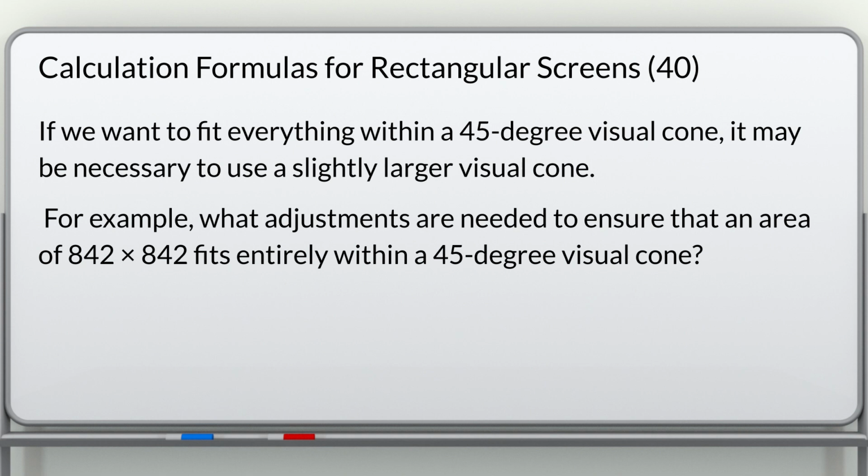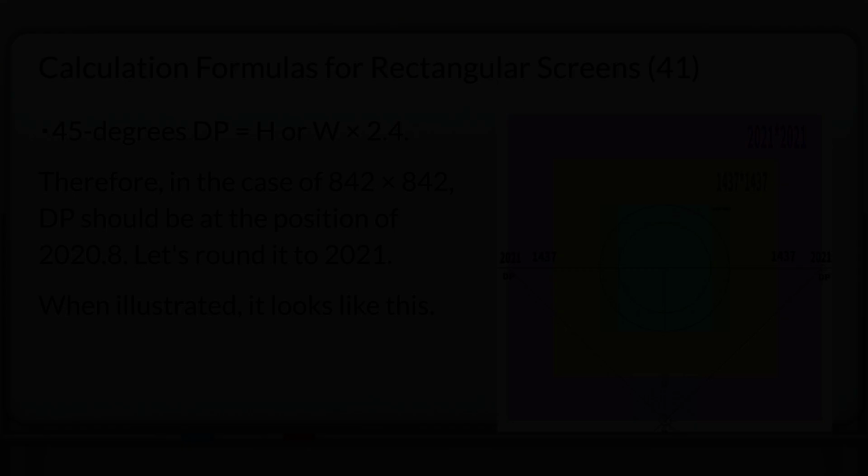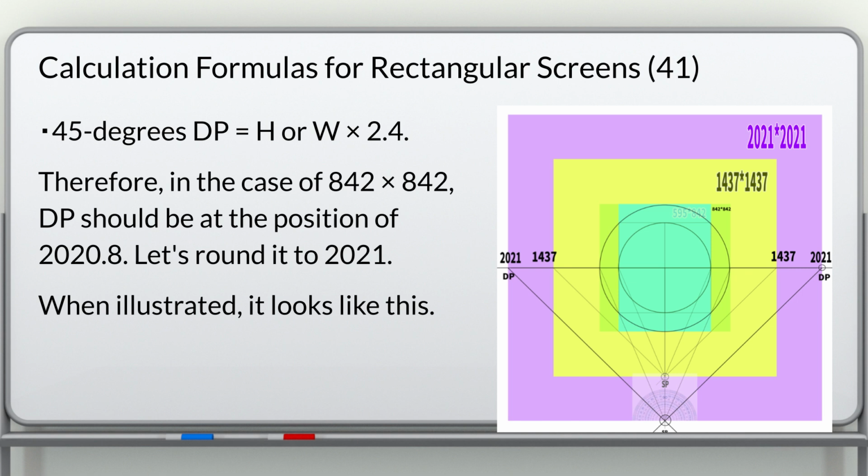If we want to fit everything within a 45-degree visual cone, it may be necessary to use a slightly larger visual cone. For example, what adjustments are needed to ensure that an area of 842 times 842 fits entirely within a 45-degree visual cone? 45-degree dp equals h or w times 2.4. Therefore, in the case of 842 times 842, dp should be at the position of 2020.8. Let's round it to 2021. When illustrated, it looks like this.